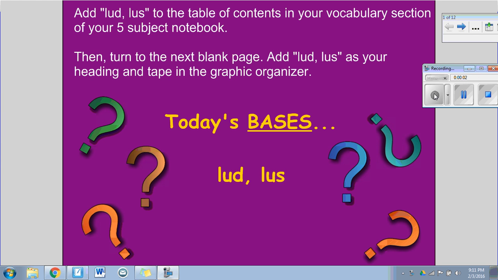For this lesson, you are going to learn the base Lud Lus. Please add Lud Lus to the table of contents in the vocabulary section of your 5-subject notebook. Then turn to the next blank page. Add Lud Lus as your heading and then tape in your graphic organizer. Once you've done this, please restart the video.